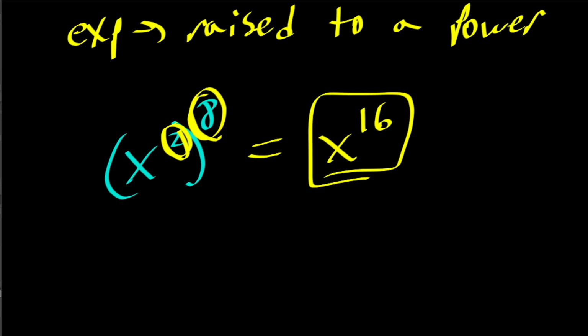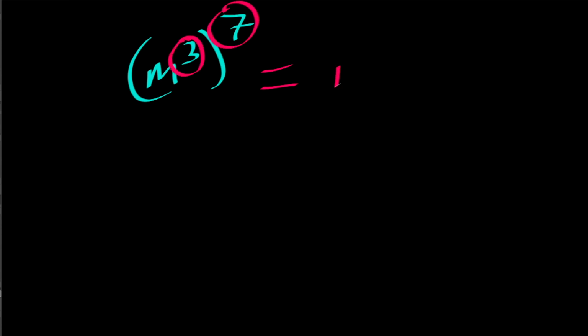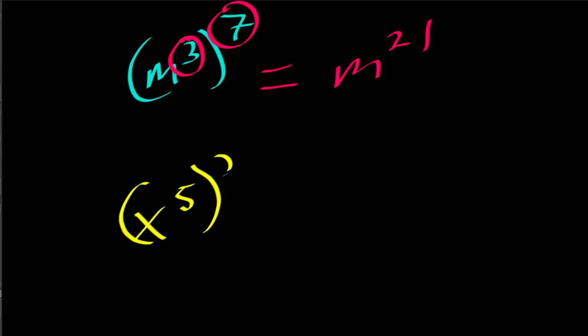All right, let's look at a few more examples. So let's say we have m to the 3rd to the 7th power. Now, once again, when I raise a power to a power, I take my two exponents and I multiply them. So this would give me m to the 21st. We can do another one. You could come up with a ton of examples for this. You could say x to the 5th all to the 2nd power. What's that going to give me? Well, I'm going to multiply the 5 and 2 and it gives me x to the 10th.